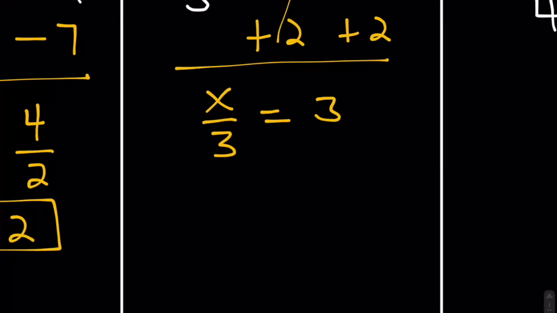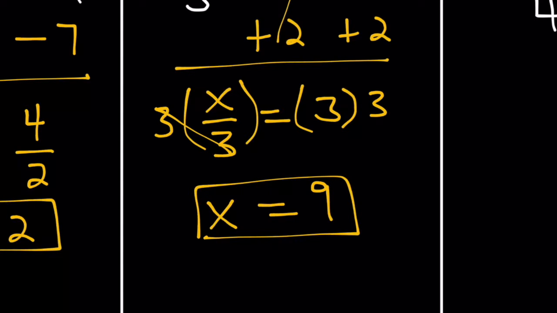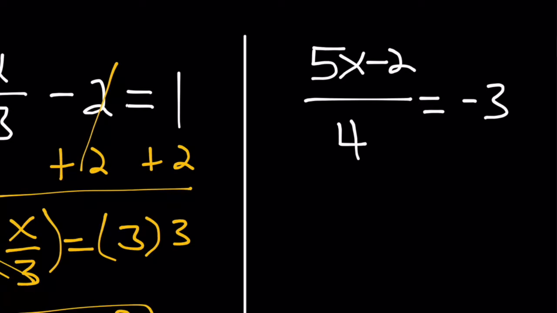Next thing, we got to take care of that division. And the opposite of division is multiplication. We'll multiply both sides by the denominator 3, and that's going to give us x equals 9. Easy!